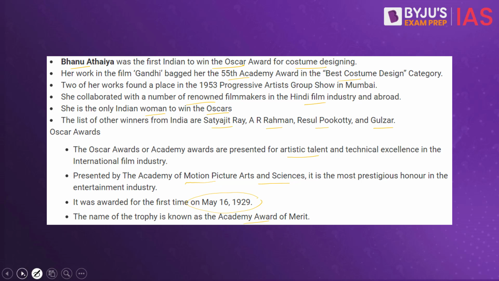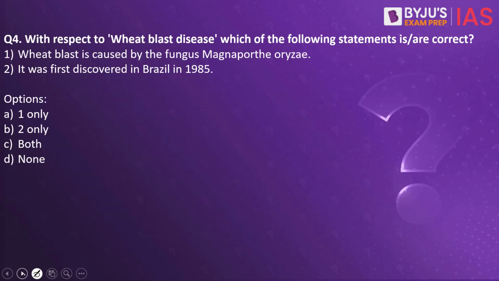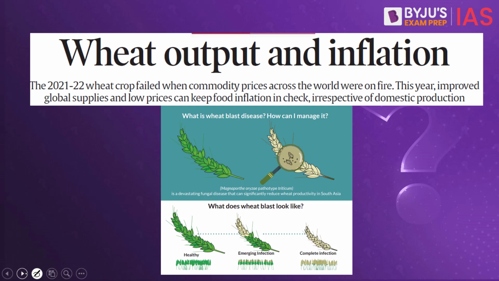Now let's look into the next practice question. With respect to wheat blast disease, which one of the following statements is correct? Wheat blast is caused by the fungus Magnaporthe oryzae. It was first discovered in Brazil in 1985. Which of the statements are correct? The answer to this is both. Why have we taken this practice question? Because this article in the Indian Express makes a reference to wheat.